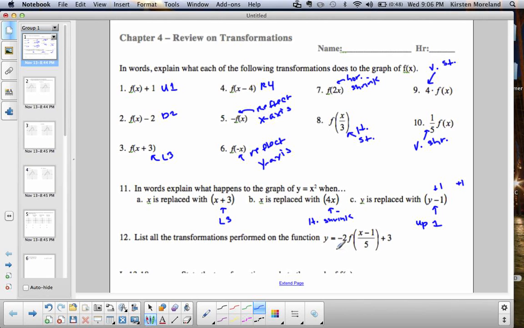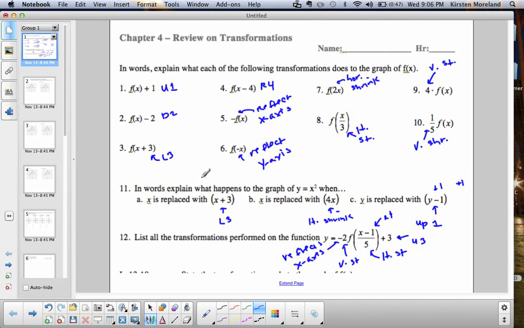Alright, now it says list all the transformations. So right here I have 2 things going on. The negative means it reflects. Since it's outside, it's reflecting the x-axis. And the 2 gives me a vertical stretch. Inside, I have 2 things going on. It's going to the right 1. And the 5 is a horizontal stretch. And then the last thing is it's going up 3. So I have 1, 2, 3, 4, 5 different transformations happening to that one function.